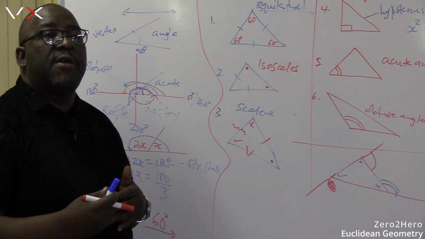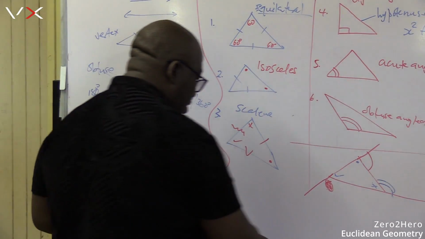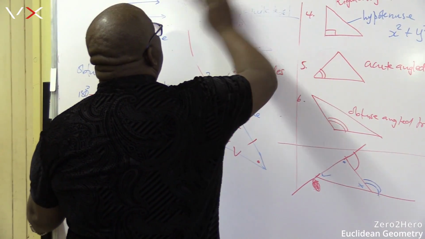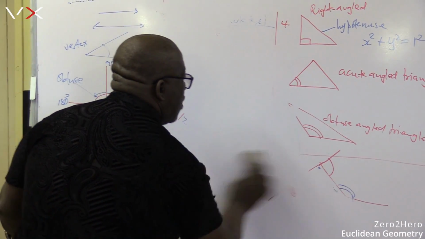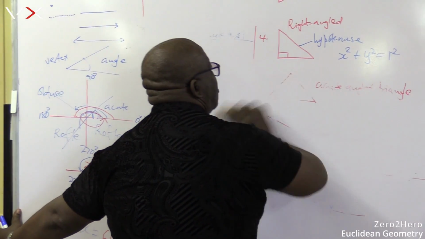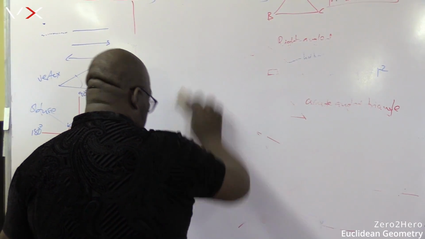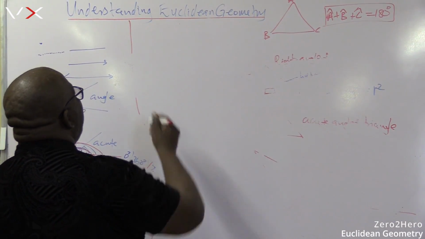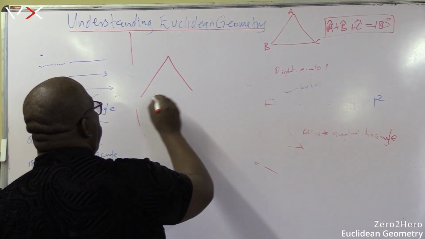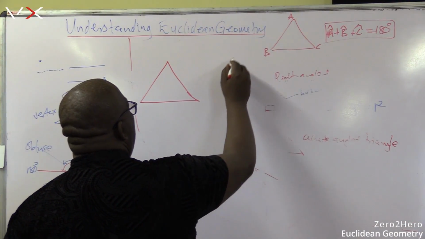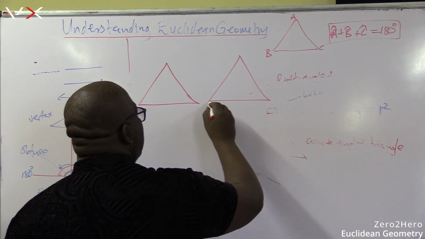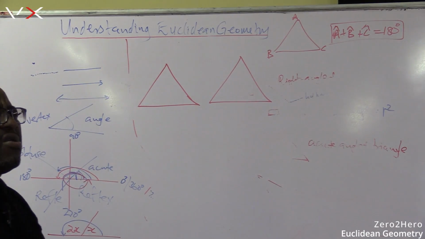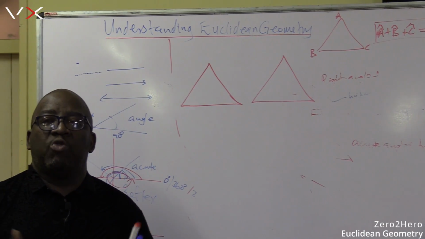Let's talk about the concept of congruency. It comes in triangles as well. We're still on triangles. There's another concept called congruence. What do you mean by congruent? If I've got this triangle and another triangle exactly the same as it, congruency is like identical twins.